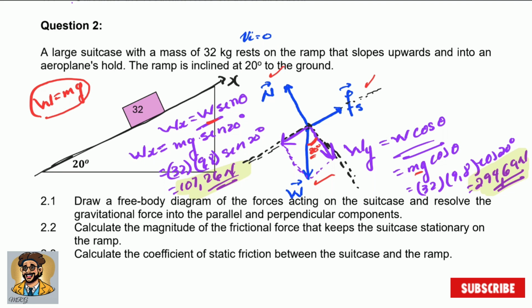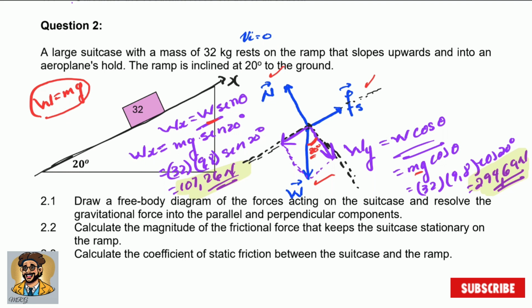Okay, so that is all. Now let's go to the next question. Calculate the magnitude of the frictional force that keeps the suitcase stationary on the ramp. Now this is a little bit tricky to understand. So let's see if we can get this one. This suitcase is not moving, therefore there is a static frictional force. Okay, that is quite simple.